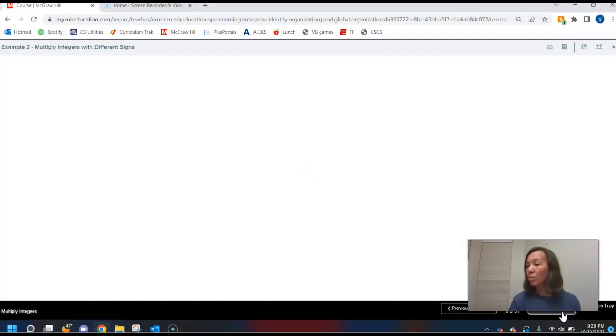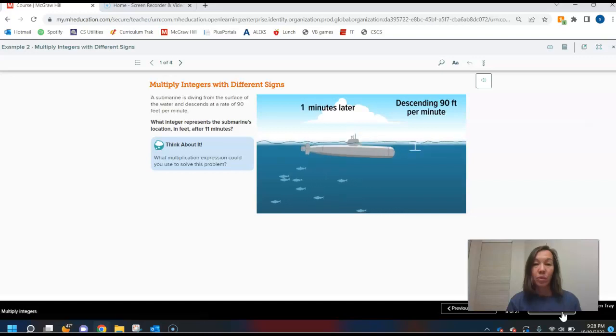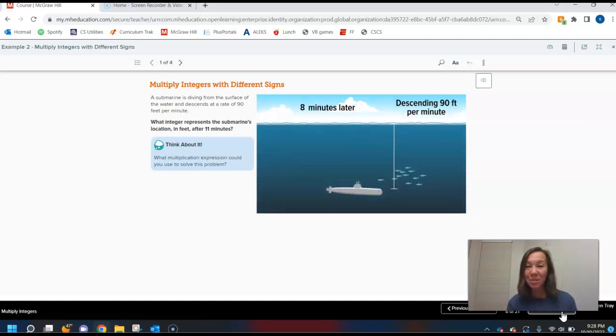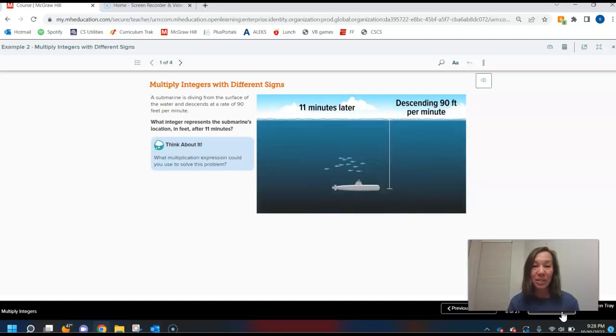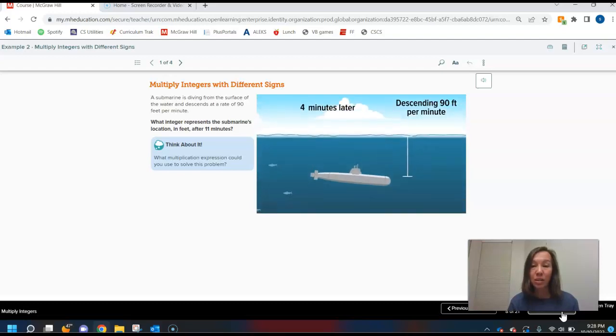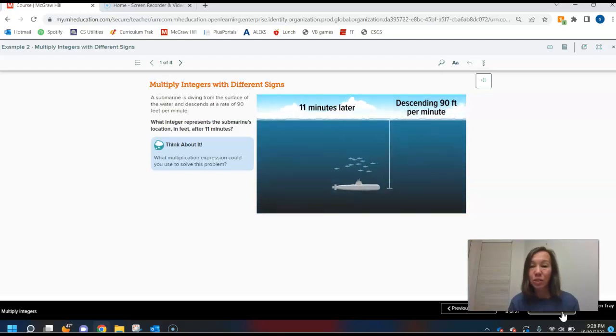You will see problems like this sometimes. Oh, this one moves finally. We haven't had one that moves in a long time, but this one you can see the submarine is descending, is diving from the surface of the water and descends at a rate of 90 feet per minute. So watch, there it is, and there it's going, 90 feet per minute. How far will it be after 11 minutes?